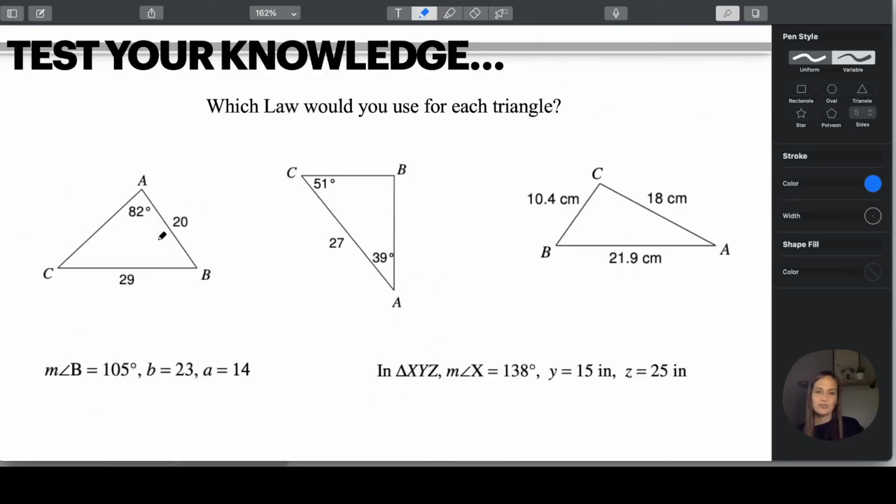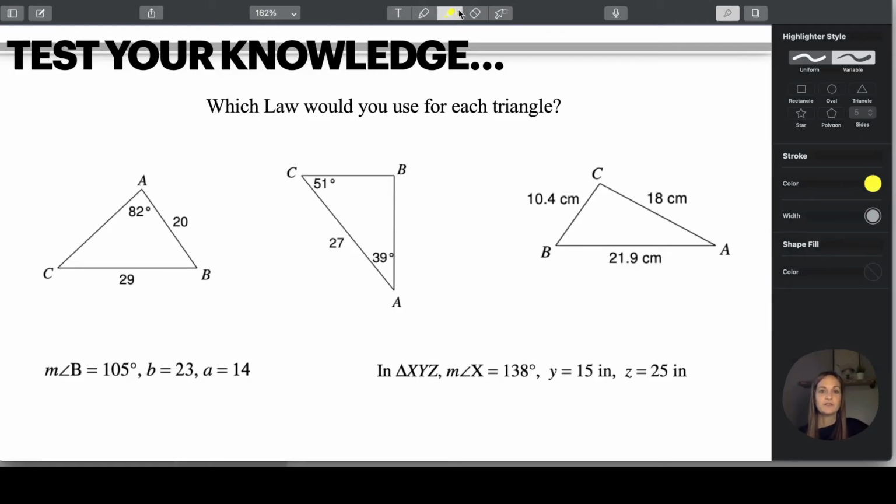So let's test your knowledge. Which law would you use for each triangle? The law of sines or the law of cosines? So pause the video at the moment, see if you can figure out if you would use law of sines in each triangle or if you would use law of cosines. And then press play in order to see the answers.